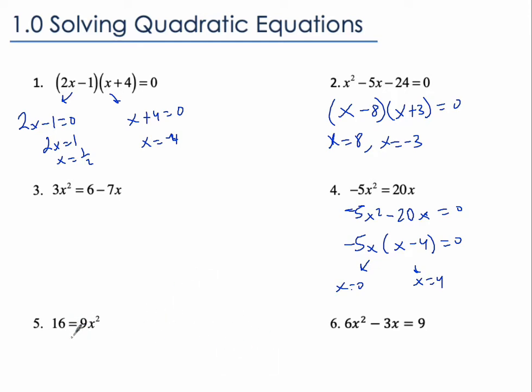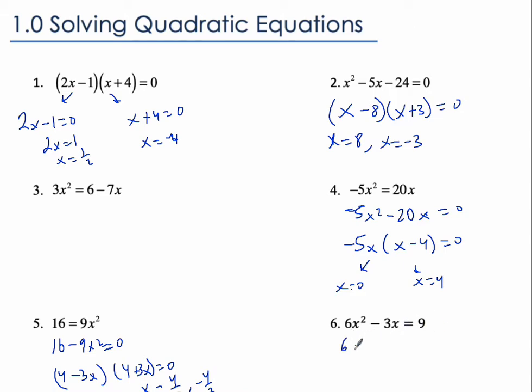Okay, here is very similar. You can do 16 minus 9x squared equals 0. That's a difference of squares. So that's 4 minus 3x times 4 plus 3x equals 0. So that means if we solve that, x equals 4/3. And we solve this one, we get negative 4/3.